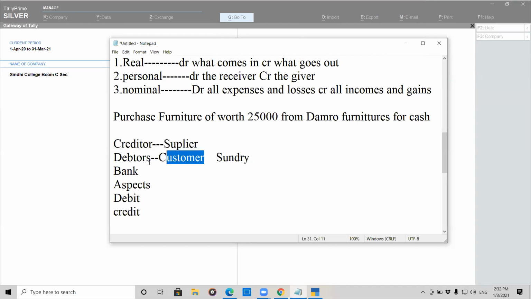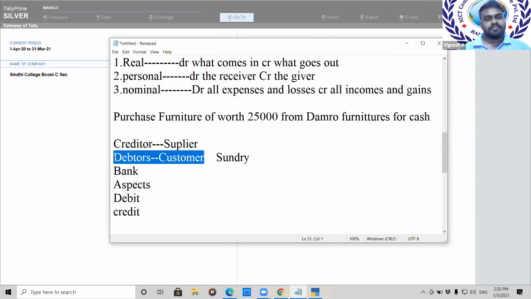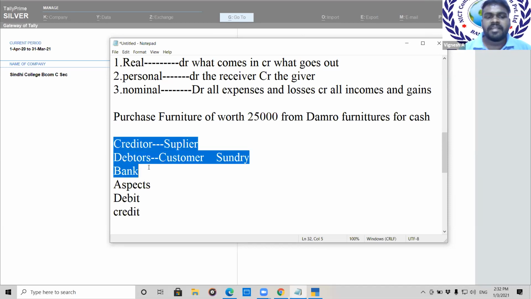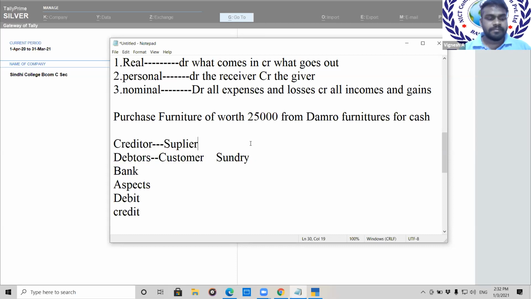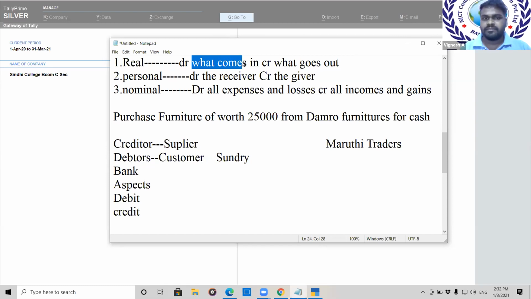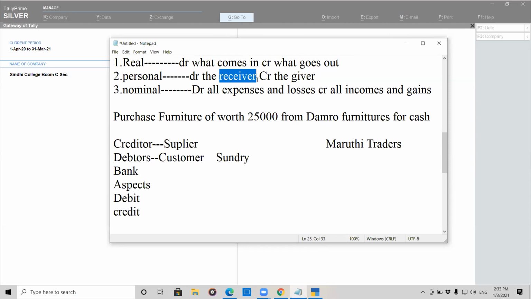Will a customer have a name? Yes, sir, a customer will definitely have a name. Will the banks have a name? Yes, sir. So for any of these three, everybody will have a name. For example, I'll take Maruti Traders. They are your suppliers, so they have a name. Any account that comes with a name is termed your personal account. You can see they're mentioning that what comes in means it is an asset. Here they're mentioning the receiver, the person. Understanding the differences?